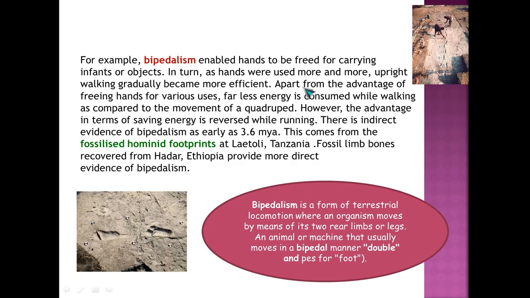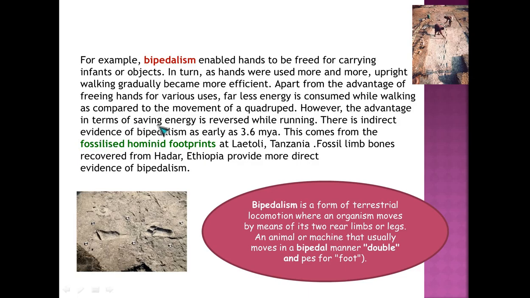Did you understand? Apart from the advantage of the freeing of the hand, that is the first advantage of being bipedal. That is, your hands evolve, your hands become efficient. And then apart from that, less energy was consumed for walking as compared to the movement of a quadruped. When you're four-limbed, animals will always consume more energy for walking because they are using all four limbs. But here it is bipedal, where energy use is less.